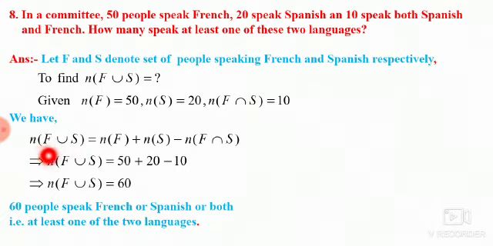We know that n of F union S is equal to n of F plus n of S minus n of F intersection S. Therefore n of F union S is 50 plus 20 minus 10. 50 plus 20 is 70, 70 minus 10 is 60. Therefore 60 people speak French or Spanish or both, that is at least one of the two languages. My dear students, such questions will be asked in the examination for 3 marks.